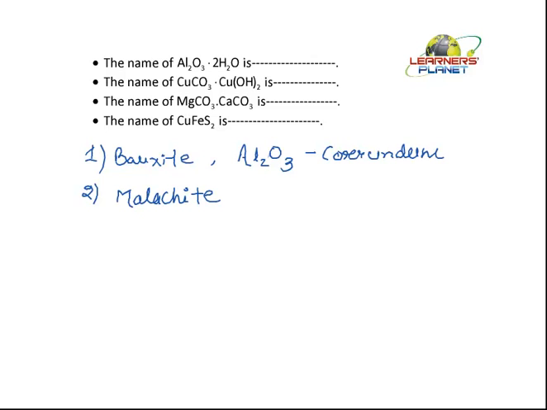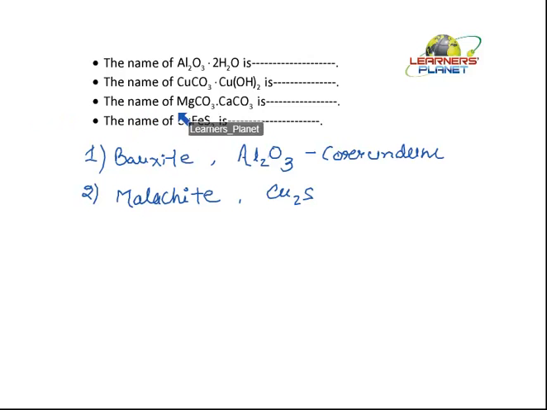What else are the ores of copper? It is Cu2S, copper sulfide, or copper glance. This is one of the ores. Cu2O, copper 1 oxide, is cuprite. So these are the ores of copper.